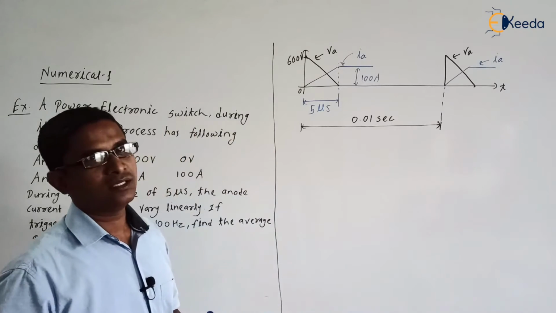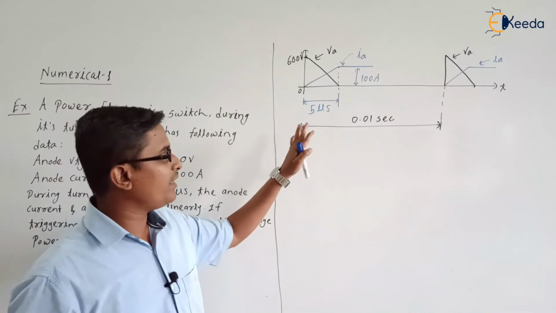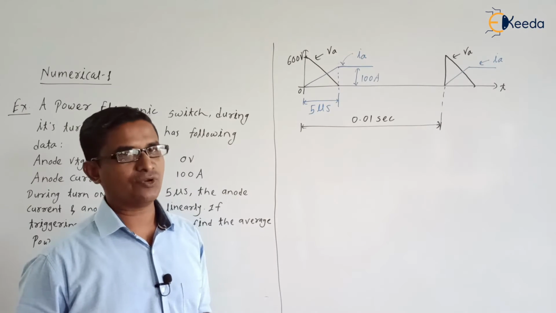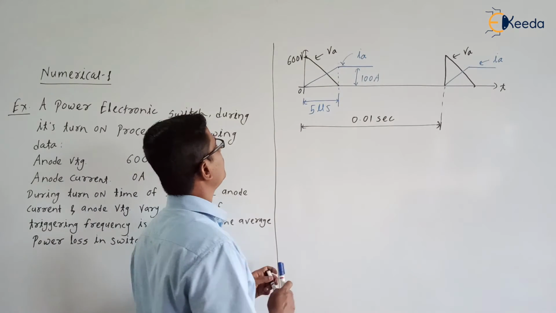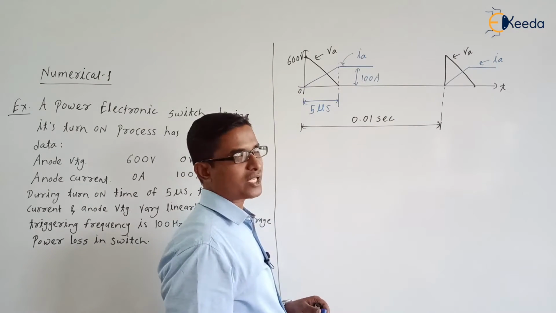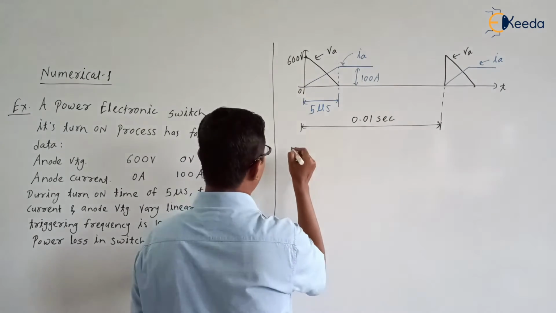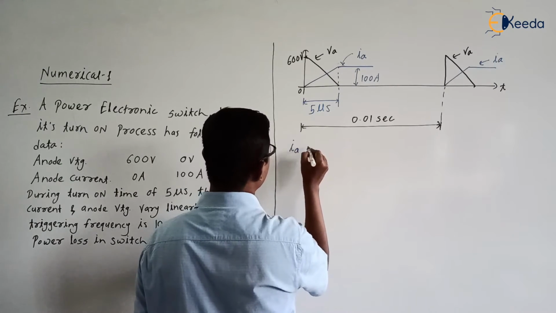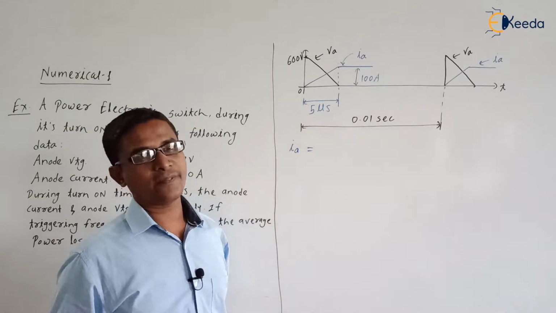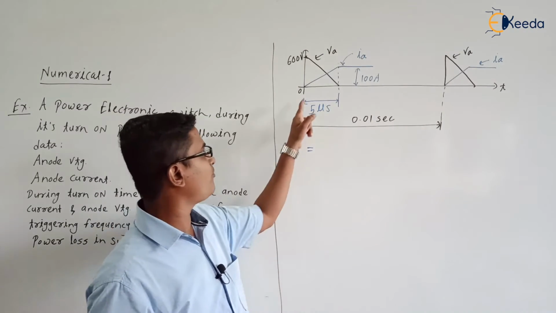Okay, now we need to find the average power loss for this waveform. For that we need to write the expression for Va and the expression for Ia also. So what is the expression for Ia? Can we write it as Ia is equal to, yes, it is changing linearly. So what is the slope for Ia?